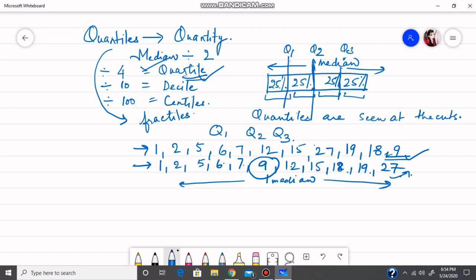Now in each half I need to take a median. So in this lower half, if I take the median value, it is 5, so 5 becomes your Q1, and Q2 is your 9, and in this upper half you can see that 18 is the middle number. So Q3 is equal to 18. Now we have found Q1, Q2 and Q3, the values at the cuts in the lower quartile, the median and the upper quartile.